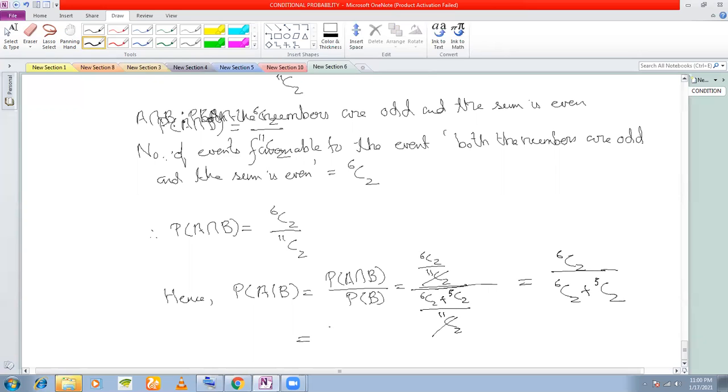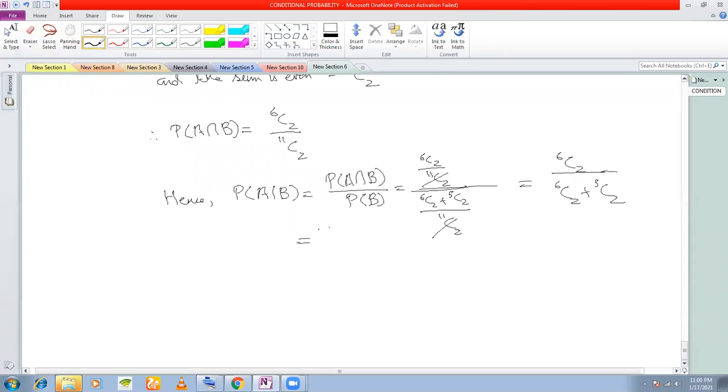This is very easy to calculate. Let's finish it. You remember the formula for nCr? It is 6 into 5 by factorial 2, divided by 6 into 5 by factorial 2 plus 5 into 4 by factorial 2. Remember class 11? So this is 30 divided by 30 plus 20, which is 50. Factorial 2 cancels if you take the LCM. Simply 3 by 5 you get. Clear? So this was a problem from your examination.